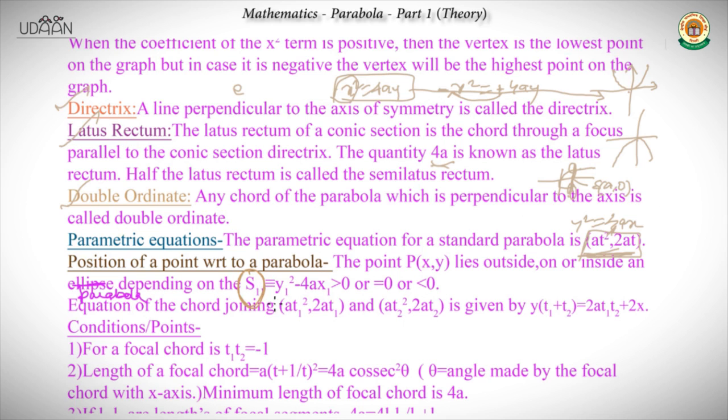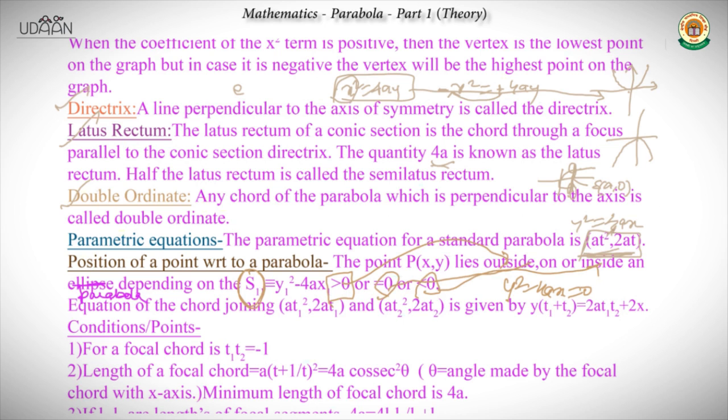Again we will tell here, just for calculation of S11, replace the x and y terms by x1 and y1. So in this, the equation of parabola is y square minus 4ax equals to 0. On replacing y and x by y1 and x1, we get this equation. If it is greater than 0, it implies that the point is outside the parabola. If it is equal to 0, it implies that the point is on the parabola. If it's less than 0, it implies that the point is inside the parabola.